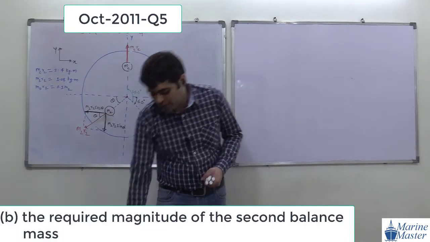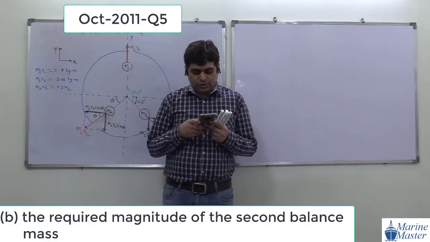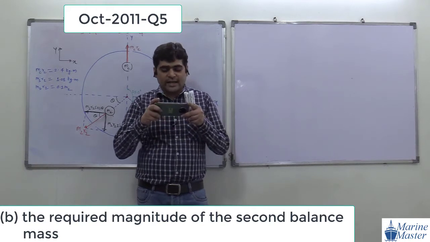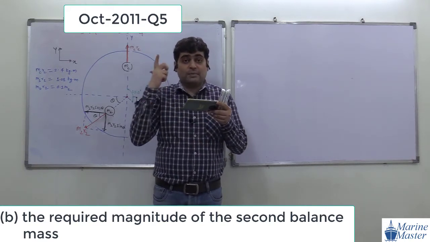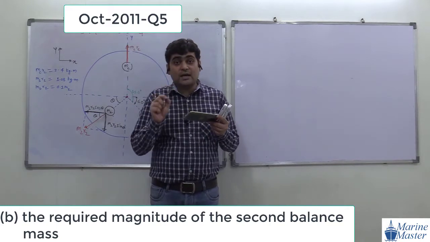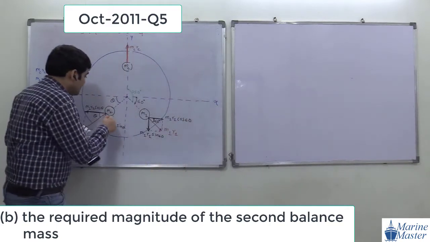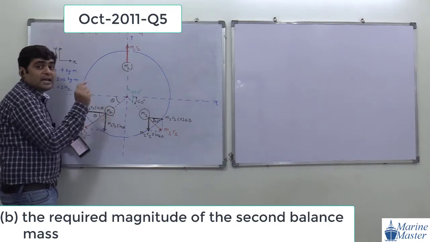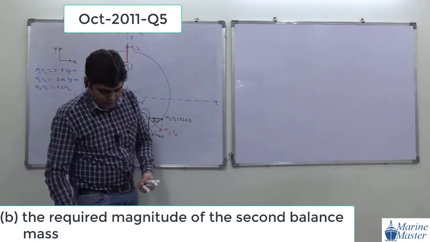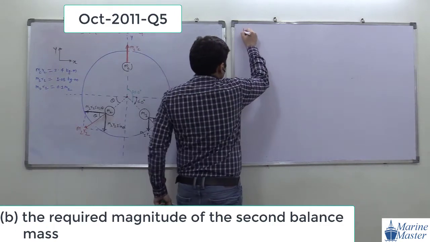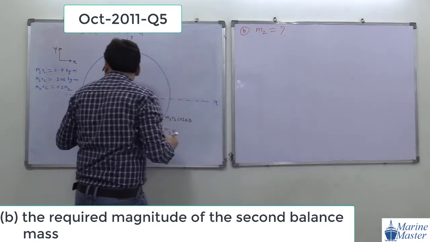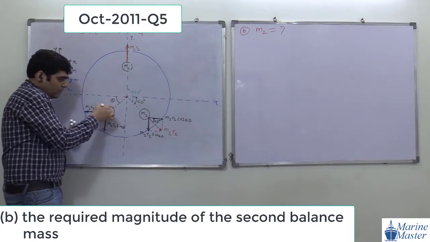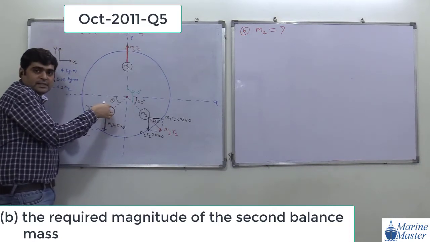In B part, what are they asking us in this question? Required magnitude of the second balance mass. Means in B part, they are asking us the value of M2. What is the value of this M2 mass? That is what they are asking us in the question.